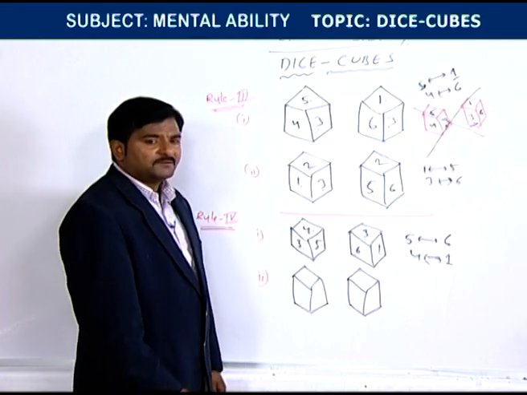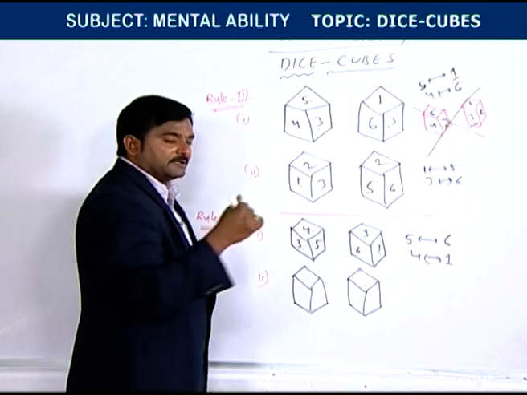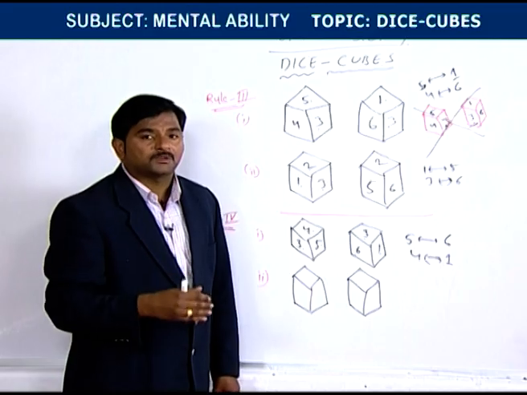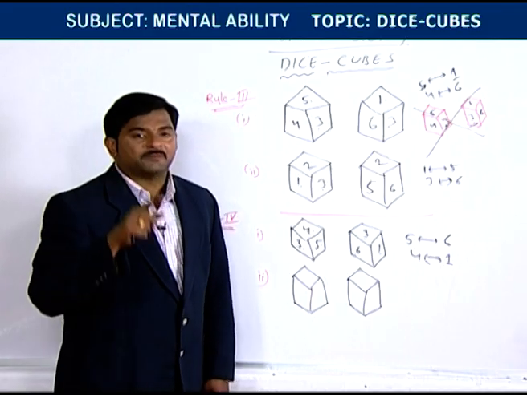Rule 4 is somewhat of a logical part. So interestingly, in rule 1, in rule 3 and in rule 4, one number must be common.